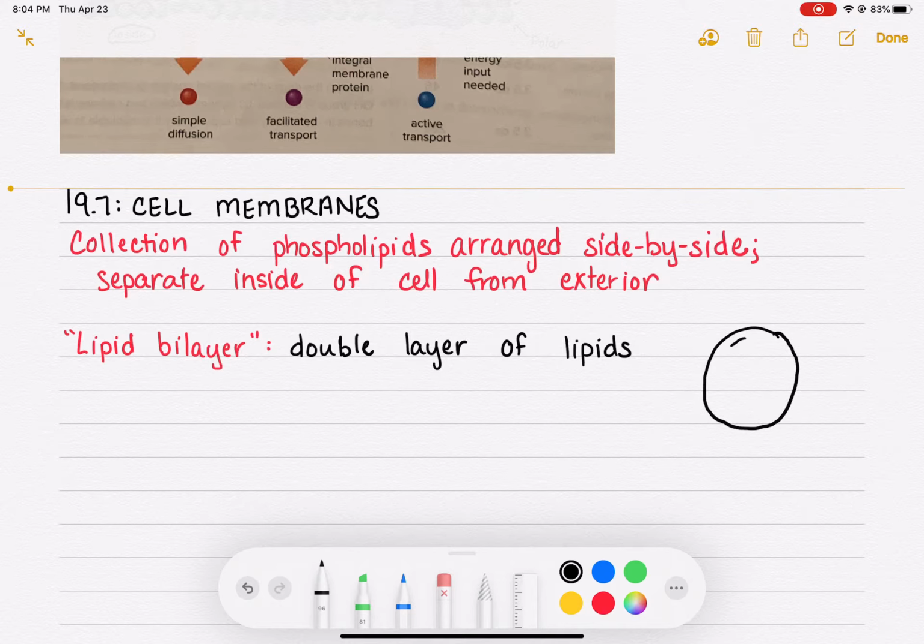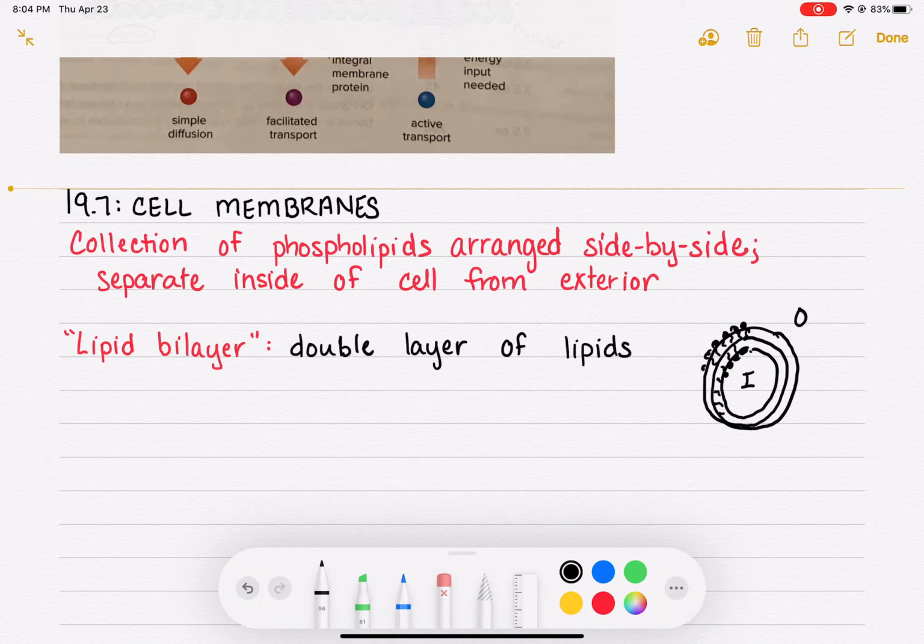There would be a bilayer of lipids in the sphere, sort of like this. This would be all the tails of one layer, and here would be the tails of another layer. This would be all the heads of one layer, and here are all the heads of another layer. This is the inside of the cell, and this is the outside of the cell. I'm just really bad at drawing, but that's kind of what it would look like.